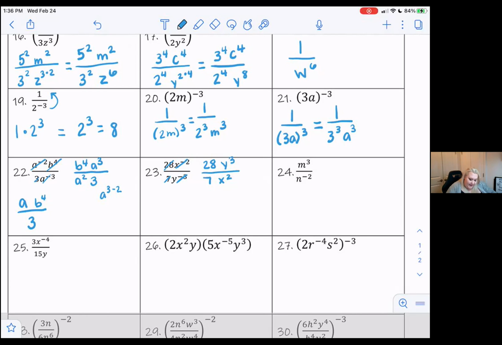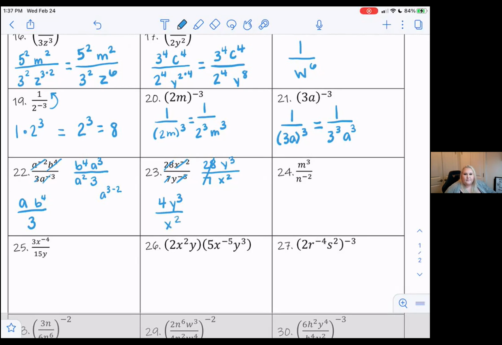28 divided by 7 gives me a 4. That's going on top of the fraction because it's a whole number. 28 divided by 7 was a positive 4. Y to the third, there's no other y's to simplify, so it's going to stay on the top. I did cancel the 28 and 7 out by getting 4, so now I would just leave the x squared on the bottom.